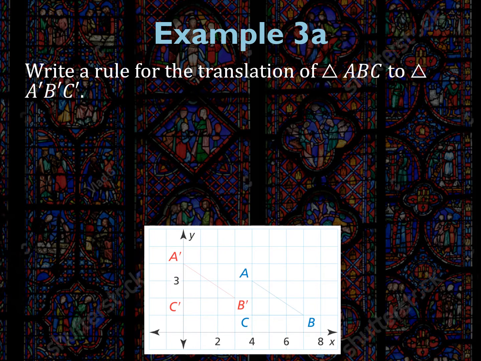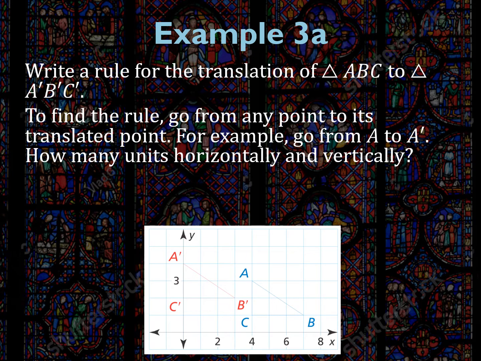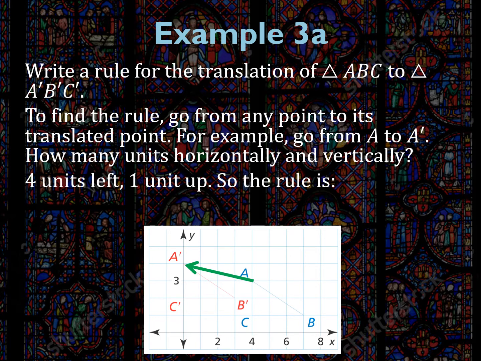3a, write a rule for the translation of triangle ABC to triangle A prime, B prime, C prime. Now to do the rule, all you need is to translate one single point. So we're going to start from point A to go to point A prime. Remember, A is the pre-image where you start. A prime is part of the image or the post-image where you end up. So you want to figure out how many units do I go horizontally, left to right, and how many units do I move vertically, up or down. So you'll notice to go from A to A prime, you're moving 4 units to the left, 1 unit up. So the rule is (x, y) becomes (x - 4, y + 1). So the minus 4 means you are moving 4 to the left. The plus 1 means you are moving each point 1 up.